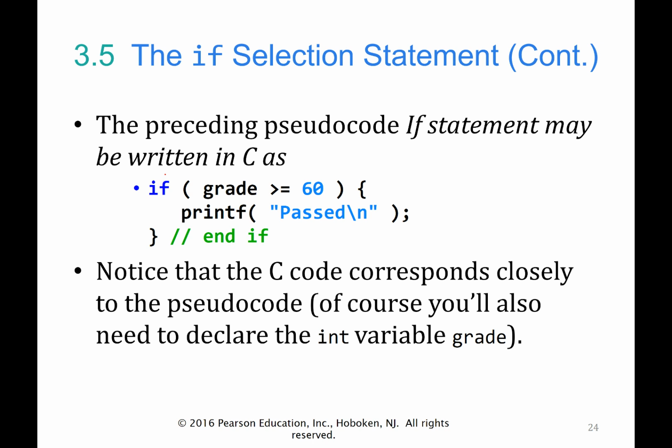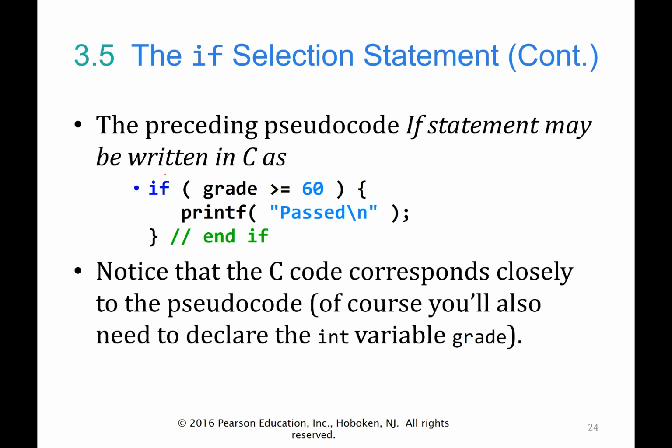So in this particular case, if the grade is greater than or equal to 60, we're going to print passed. Now, in this particular case, nothing happens if the grade is less than 60. In a minute, you're going to see one where we say else print failed. So, that's it.